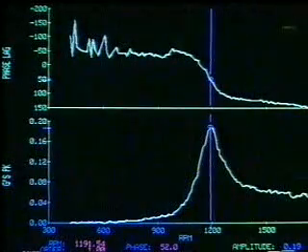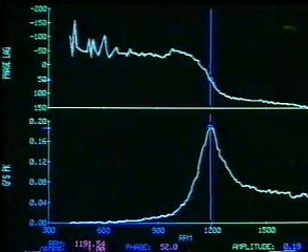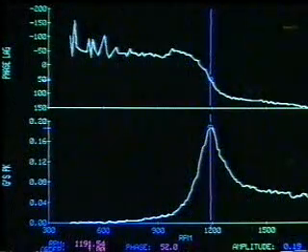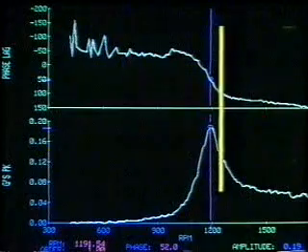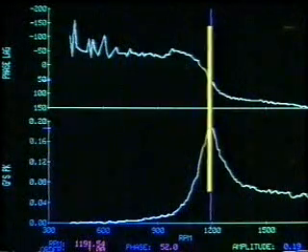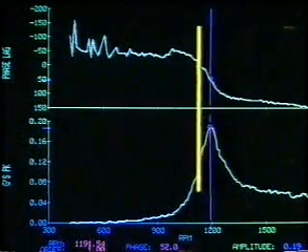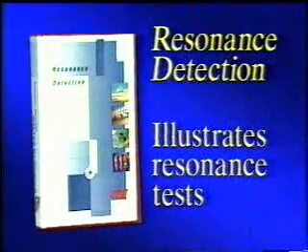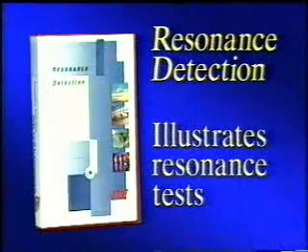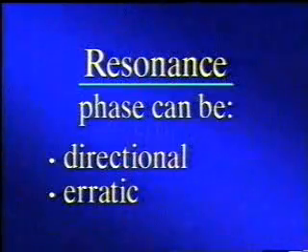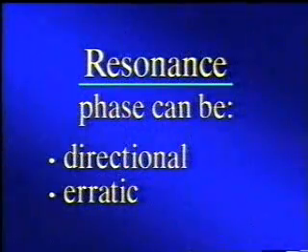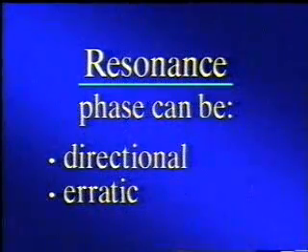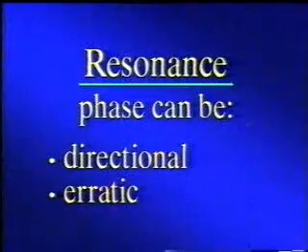Depending on the stiffness of a machine, the resonant frequency may have very little damping. This means that if the machine's speed excites a resonance, even small changes in speed drastically affect the phase, causing it to be very unsteady. If this condition is suspected, perform tests to verify whether it is resonance. In summary, resonance can be detected with phase analysis due to its phase characteristics, which can be directional or very erratic.